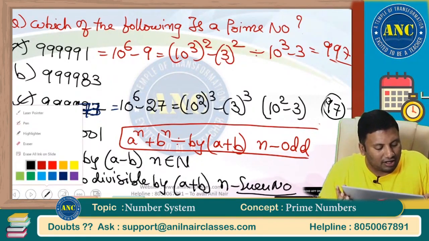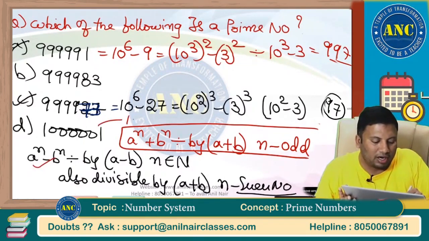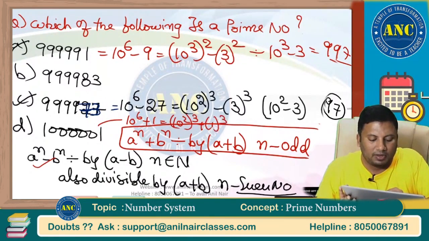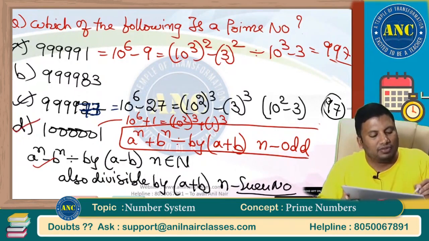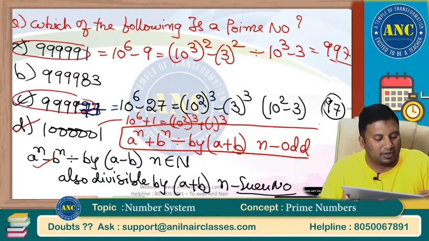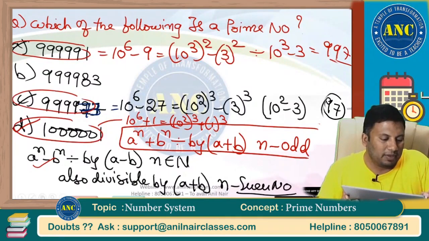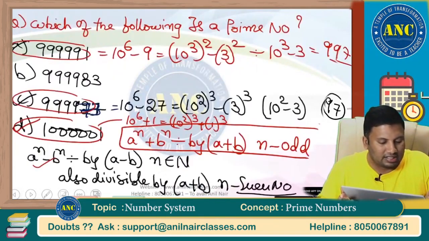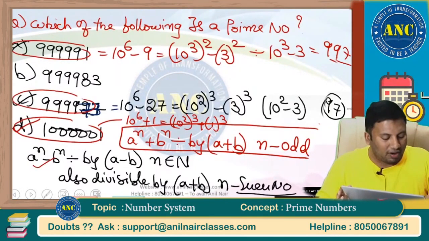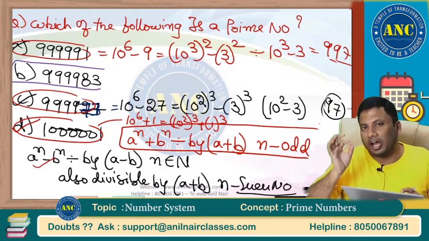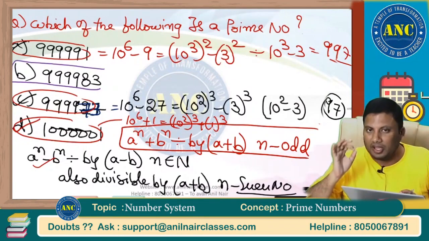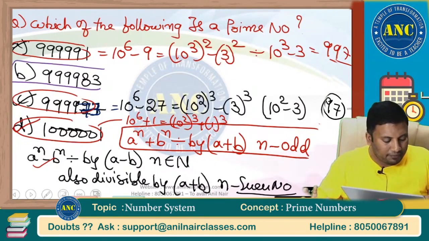Last one, the same question we did in session number 1: 10 power 6 plus 1, which is 10 square whole cube plus 1 whole cube. A cube plus b cube is divisible by a plus b. These three are composite numbers. So the only case which will make it a prime number is 4 nines followed by 83. I hope the idea is clear.